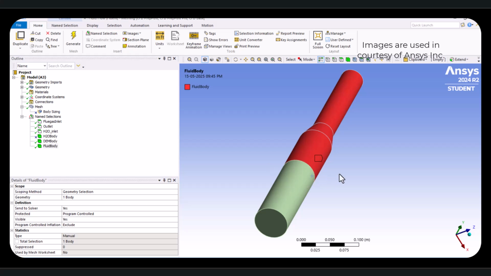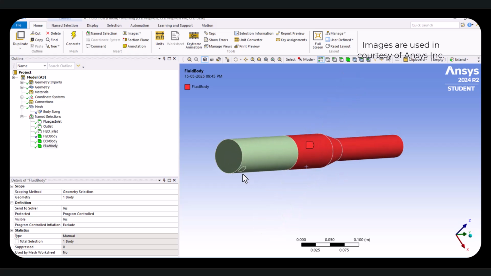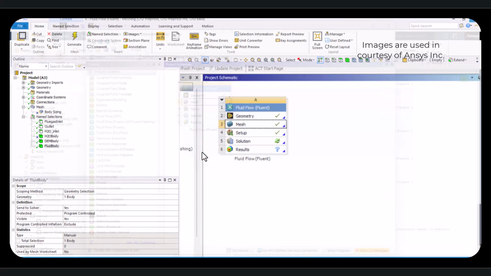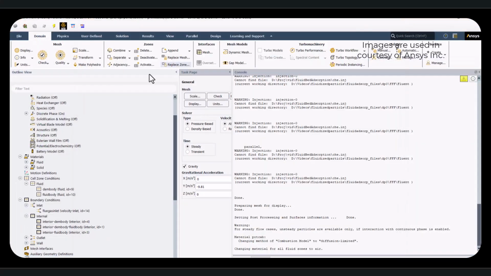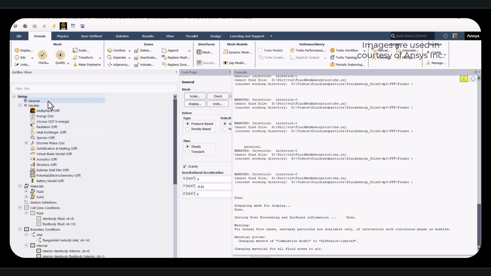For the H2O inlet, I have taken both on this side only. So this is also a wall. We can make it a wall in Fluent also. I'll just show you. I'll open the setup. This is the setup. So I'll go to General, where I'm taking steady state.